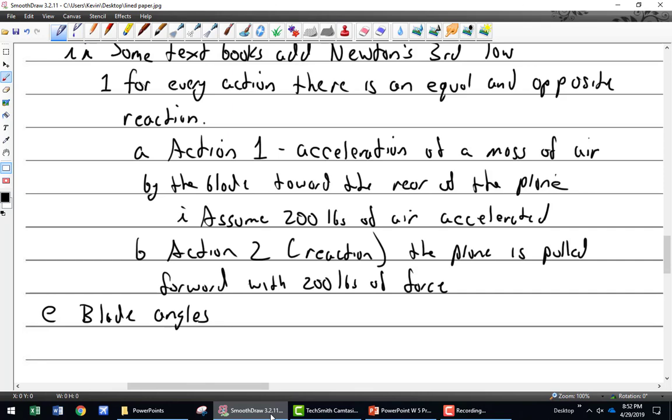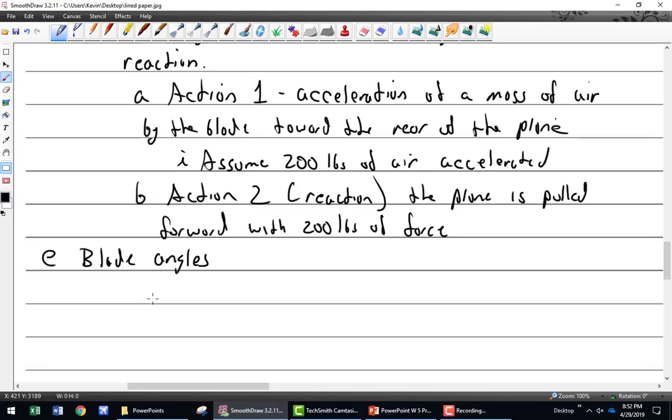Blade angle. The definition: the angle between, anybody want to try that? Between what? Plane of rotation. Yep, very good. Between plane of rotation and chord. There you go, good job. Between the chord.